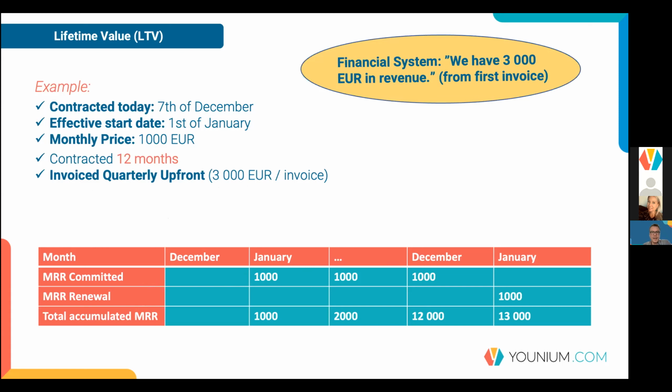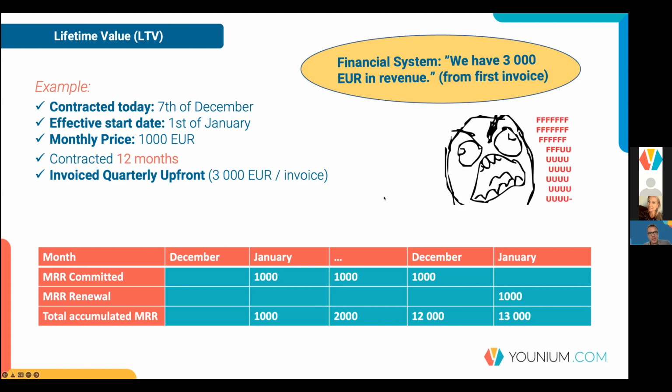At this very time in December, our financial system, where we send the invoice from, is probably going to say we have 3,000 in revenue from this customer. But if we think about the contract we signed with the customer, and go only according to what we've been invoicing and deferred in revenue in our financial system, it's going to say 3,000. But we might want to see this as, okay, they contracted our service for 12 months. So 1,000 times 12, that's 12,000. And that's a difference from the 3,000 that our financial system is saying.